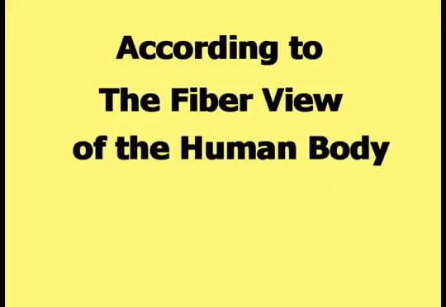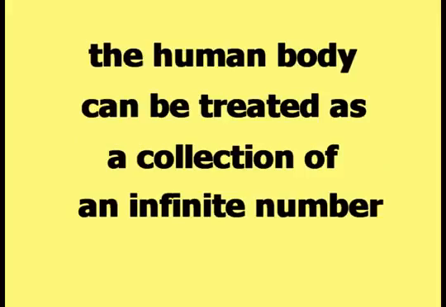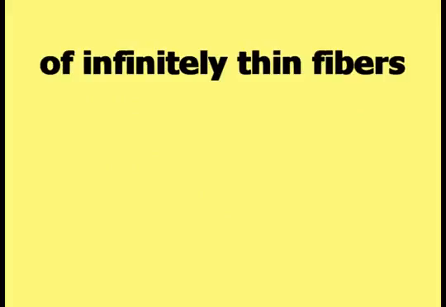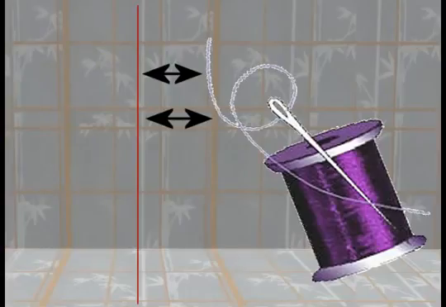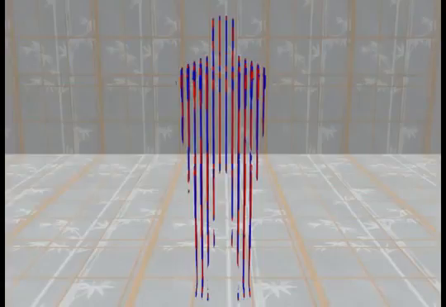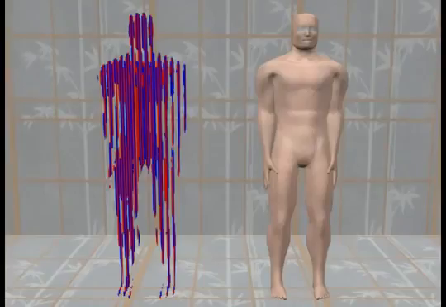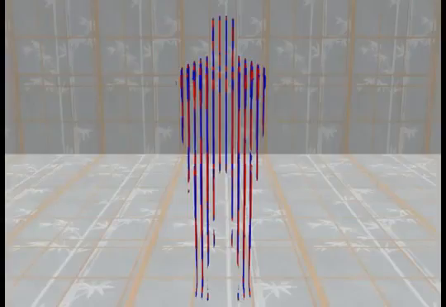According to the fiber view, the human body can be treated as a collection of an infinite number of infinitely thin fibers. The very thin rectangular box in this picture was used to represent a fiber. This picture shows a small number of the fiber objects gathered together in the shape of a human body to provide an example of what the fiber view of the human body looks like.